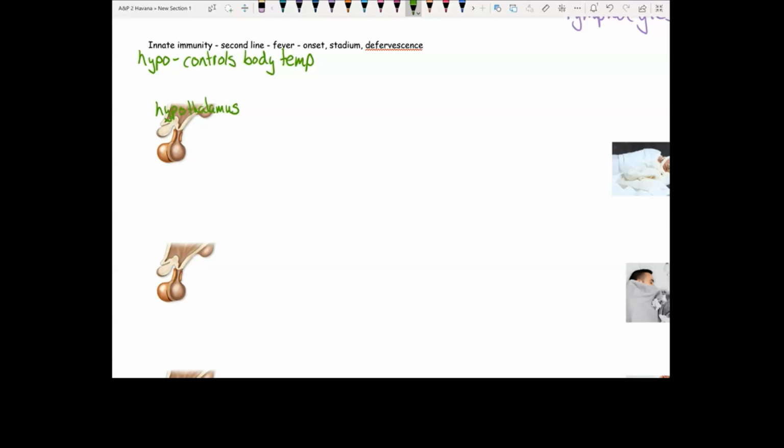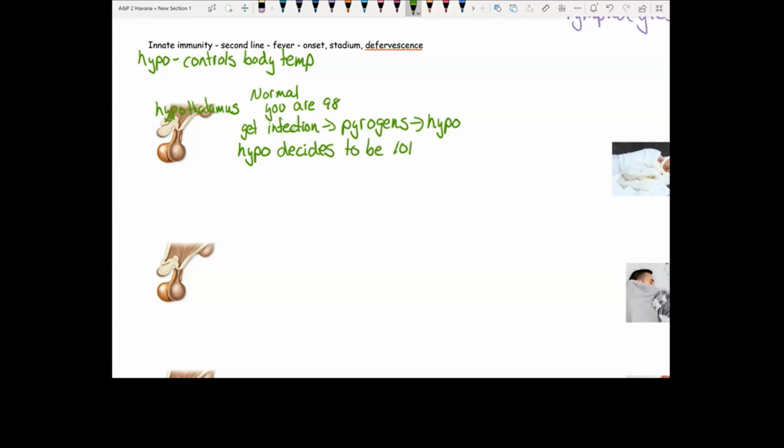We're going to start off with everything is just normal. This means that you are 98 degrees. Then you have an infection. When you get an infection, you get chemicals called pyrogens. Pyrogens stimulate your hypothalamus. And they make your hypothalamus decide to raise your temperature. So whenever you have pyrogens, your hypothalamus will decide you need to be warmer than 98. Let's suppose now that your hypothalamus decides to be 101. Fevers can vary. I just picked 101 as a typical fever number. It's not always going to be 101.